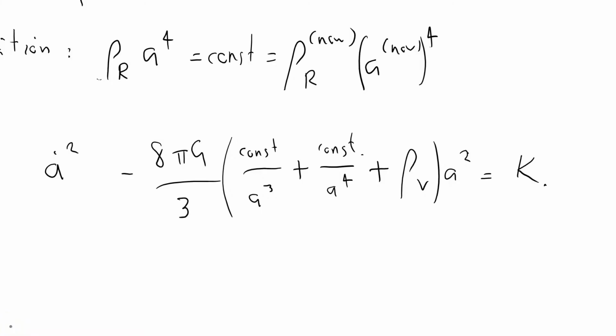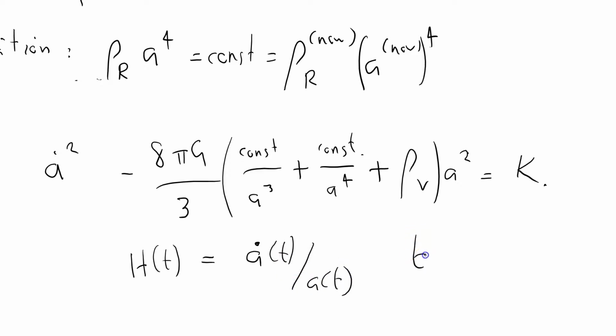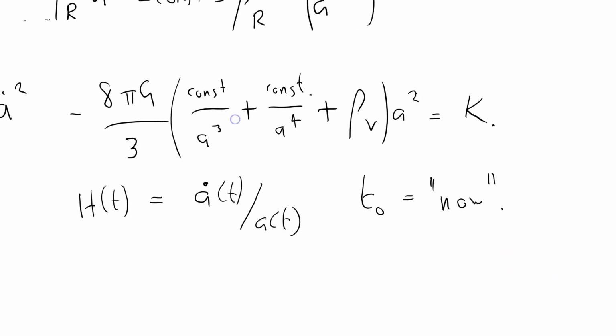General relativity, step by step. We've got this nice equation here, and what I want to do is substitute for these constant terms from our equations of state, which we've got up here. I'm going to remind ourselves that the Hubble constant, which is a function of time, I say constant, but it's a function of time, is a dot of t over a of t.